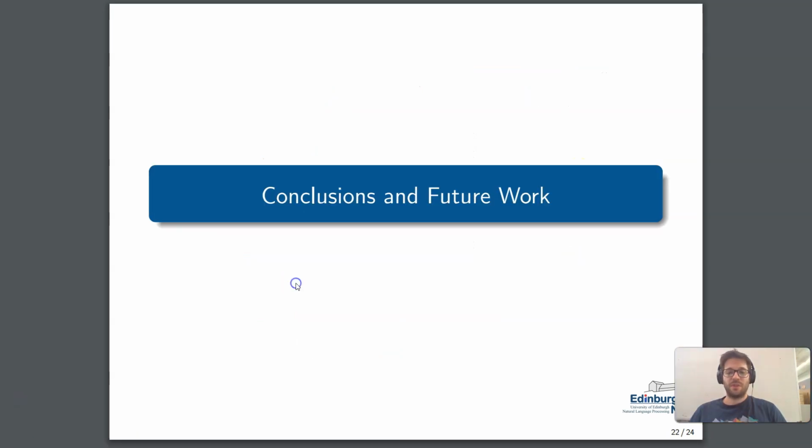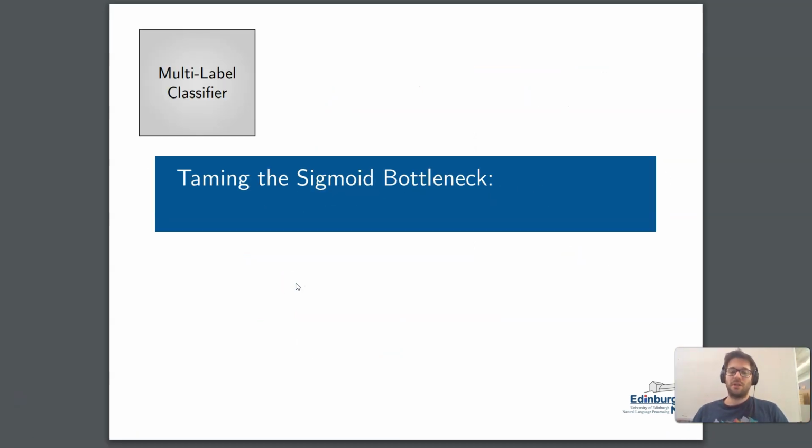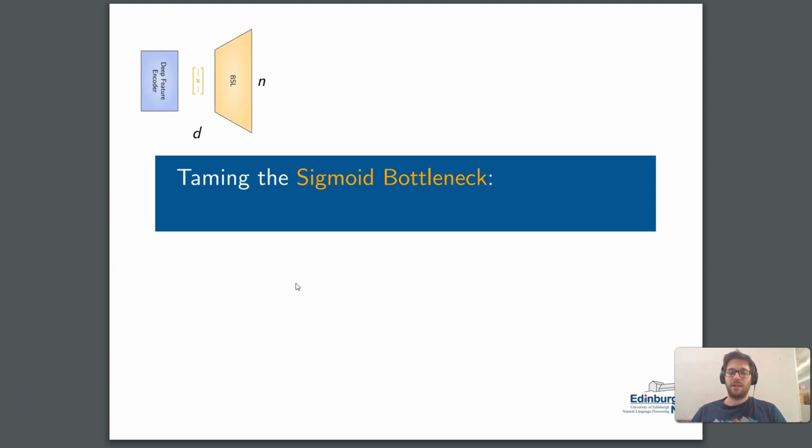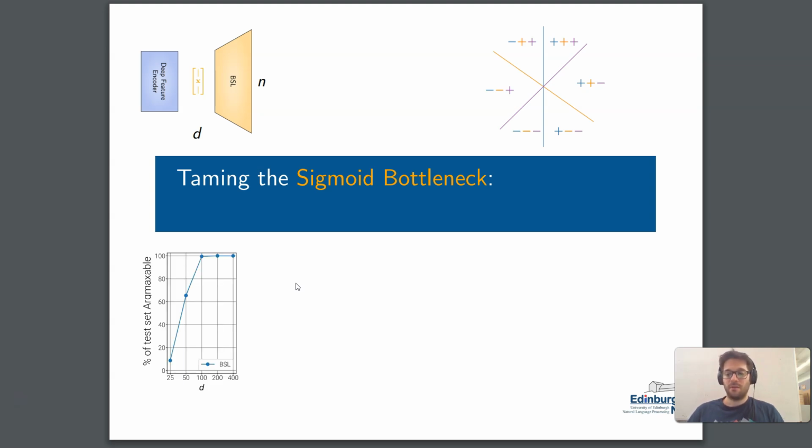To summarize, we have analyzed a commonly used model for multi-label classification, namely the Bottleneck Sigmoid layer, and have shown that when we use such an output layer, there must be output label assignments that can never be predicted. Moreover, if we use such a model to fit a specific dataset, when the bottleneck is narrow enough, there are even test set label assignments that can never be predicted. However, the latter need not be the case.